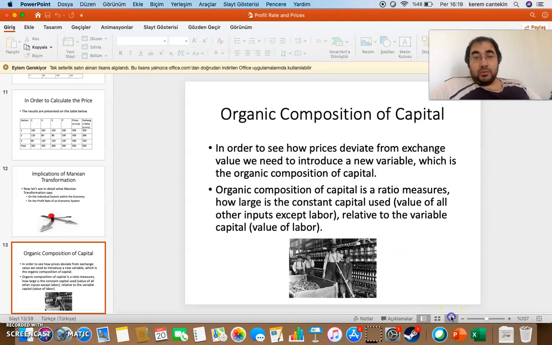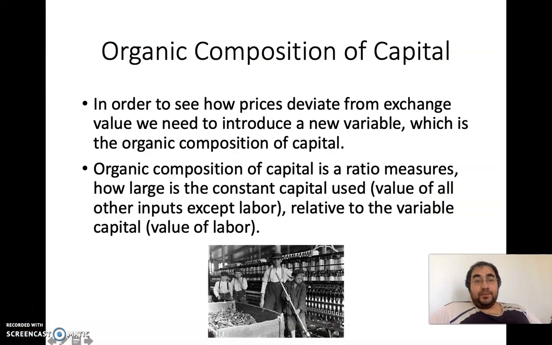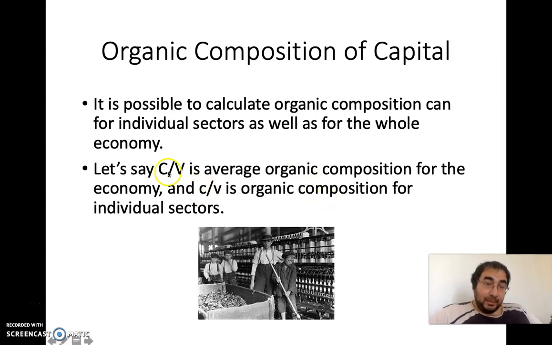That concept is called organic composition of capital. It is a concept similar to the capital intensiveness or labor intensiveness of the sectors, but Marx gives it a name. Organic composition of capital is, in the mathematical sense, constant capital divided by the variable capital. The sectors with high organic composition of capital are the sectors where constant capital is relatively more common, and variable capital is relatively less common. These are the sectors commonly known in mainstream economics as the capital-intensive sectors.